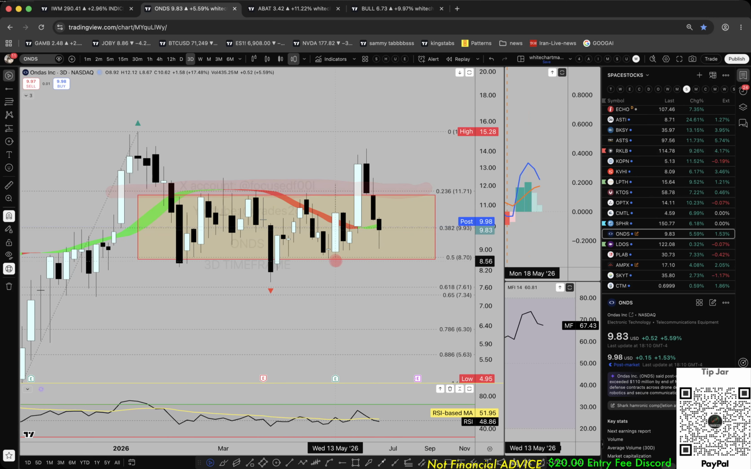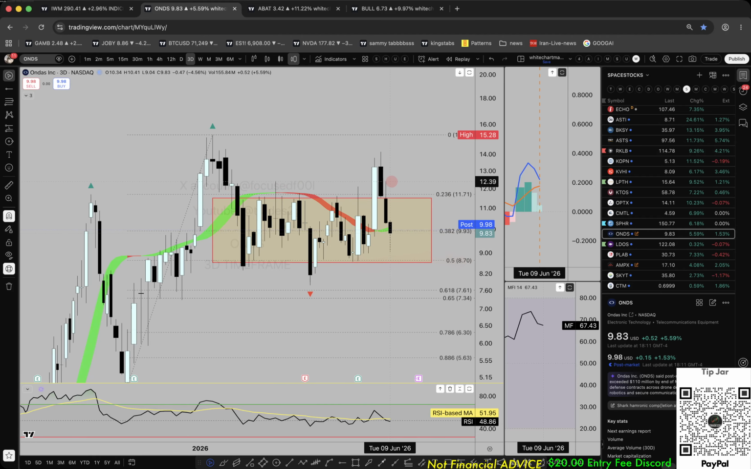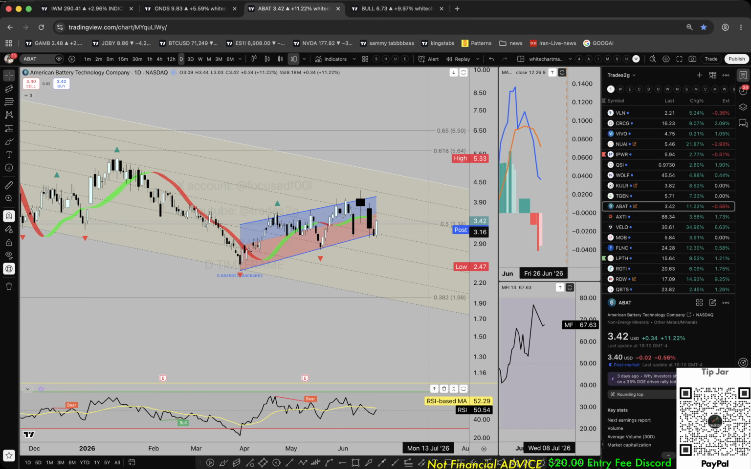So wait for price action to come to you and manage your risk with ONDS. It's very clean how ONDS is respecting the trend, at least in terms of certain zones. So just wait for price action to come to you. 8.70, not financial advice. Moving on to ABAT.